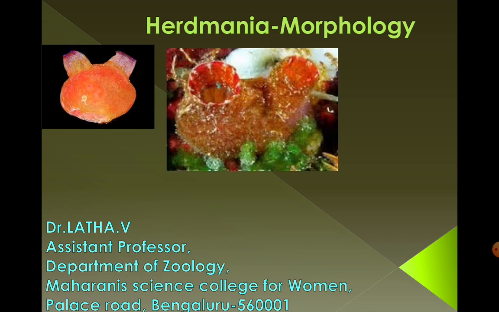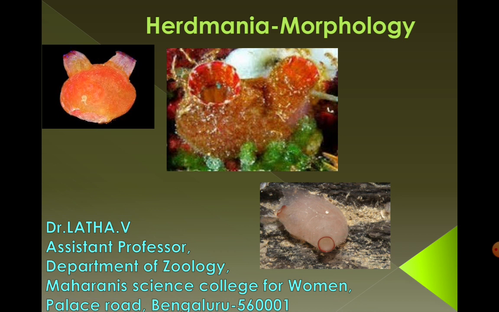Herdmania pallida and Herdmania grandis. So observe its apertures. You can find two apertures towards the anterior end. One will be the branchial aperture, which is a little larger, and it acts as an incurrent aperture; water goes through this. The other is the excurrent aperture, which is the atrial aperture.